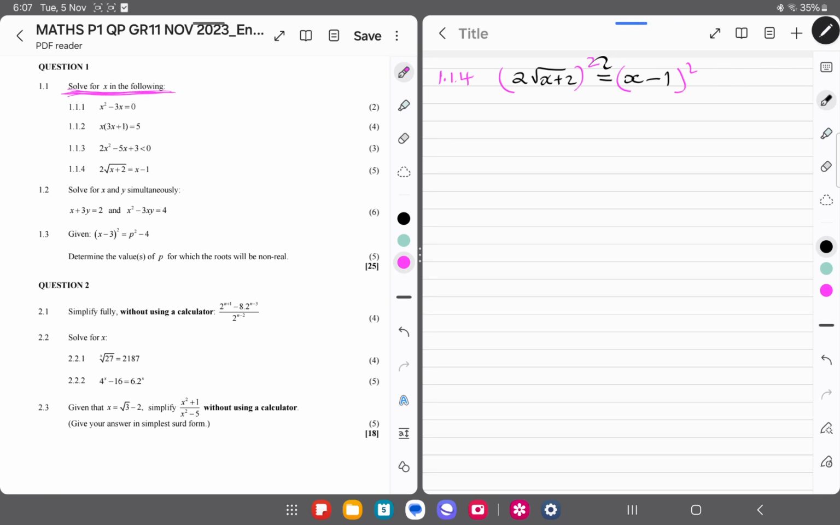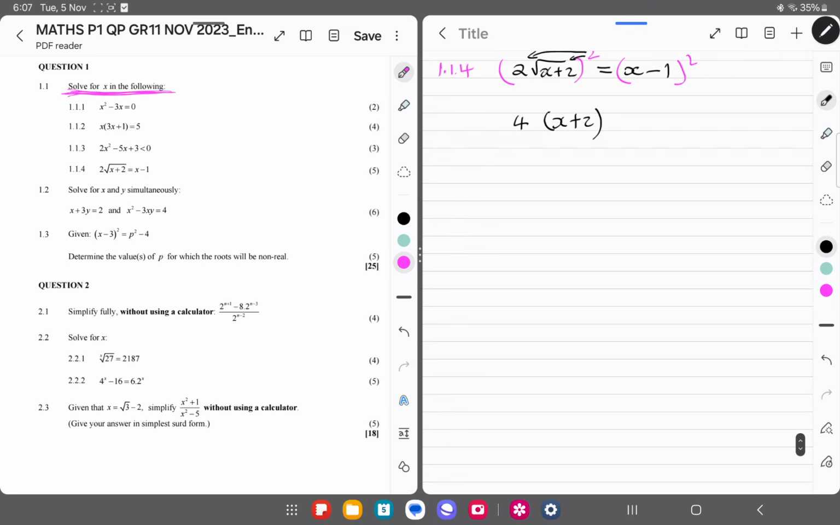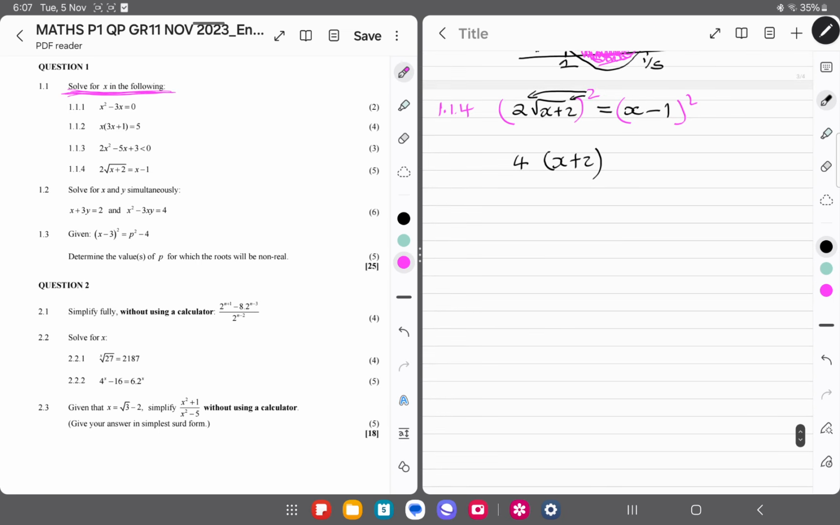When I square both sides, people are always forgetting to square the 2 there. The squared exponent must affect this, must also affect that. So this will be 4, open bracket, x plus 2, because remember the squared will remove the square root, equals to x squared minus 2x plus 1. Remember this is the same as x minus 1 times x minus 1, so x squared, minus x, minus x, plus 1. You see I made a mistake here, this is supposed to be plus 1, good. Then this is x squared, yes, then it will give you that.